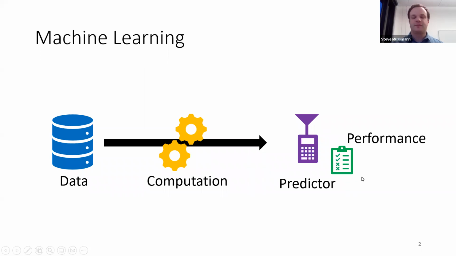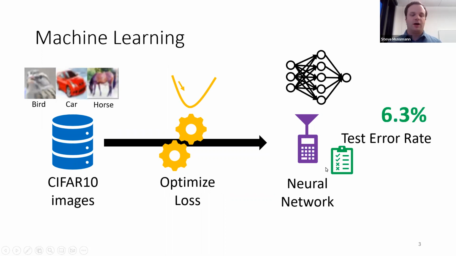Machine learning in its simplest form, perhaps you can think about it as data, some data on which we perform computation, some sort of training, to yield a predictor with some associated performance. As an example, one data set that I'll be using throughout the talk is CIFAR-10, which is a standard image classification data set, where we have images of animals and vehicles that are labeled with 10 categories, such as bird, car, and horse. Then the computation part is optimizing a loss, maybe something like gradient descent over some model parameters. And then in the end, we get a neural net with trained weights with some associated test error rate, perhaps 6.3% in this case.